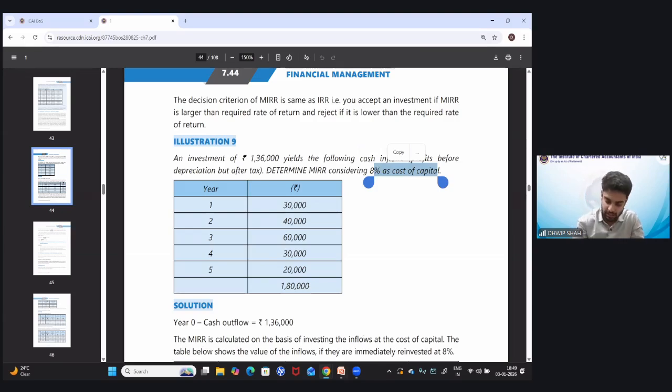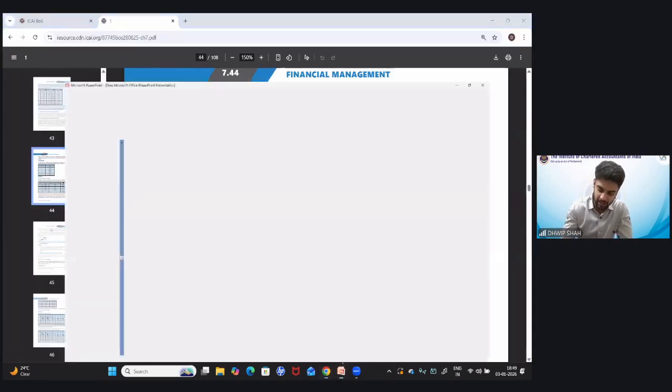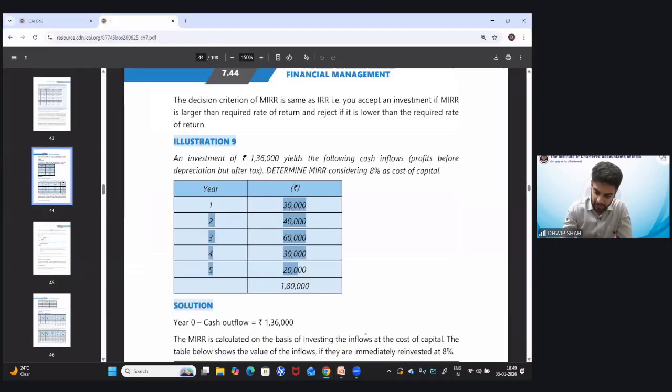The logic is very simple. This 8% will help you in bringing all these intermittent cash flows at the terminal point. याद करो मैंने कहा था ना कि ये सारे cash inflows को हमें terminal station पे लाना है, उसके लिए हमें COC का rate लगेगा. Now understand the logic. Let me first write PVCO. Let me first write the illustration number. It is 9.